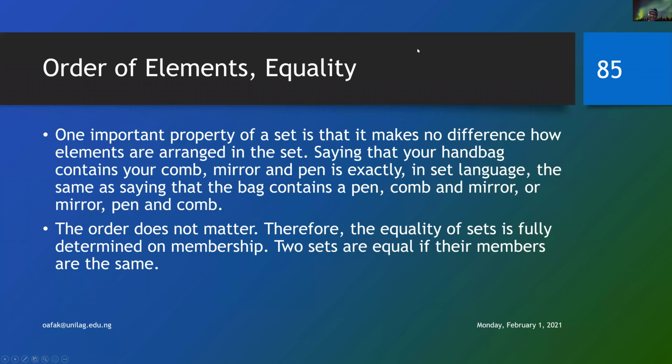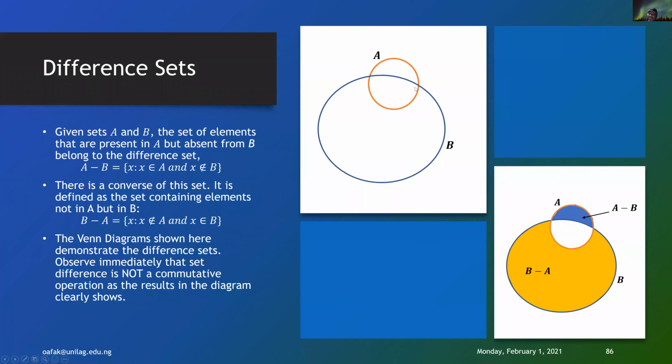Different sets. Given set A and B, let us say we write set A and B in this Venn diagram where this is almost a circle, this is a full circle. Given set A and B, the set of elements that are present in A but absent from B belongs to the different set. So set A minus B is the set occupying where we have painted blue here.